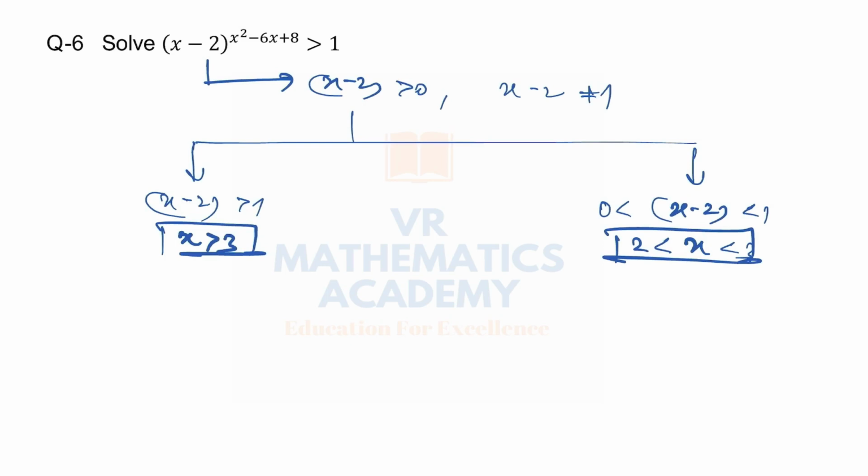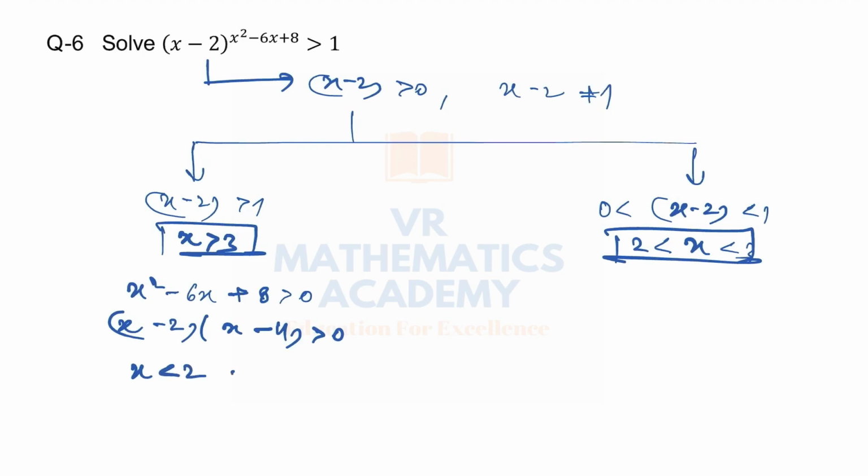So in the first case, we found that x square minus 6x plus 8 should be greater than 0. That is (x minus 2)(x minus 4) greater than 0. That is x less than 2 or x greater than 4. But x is greater than 3, so the final solution will be x greater than 4.